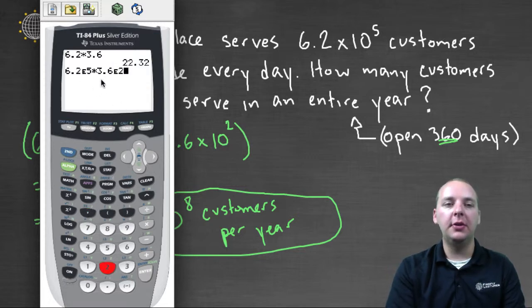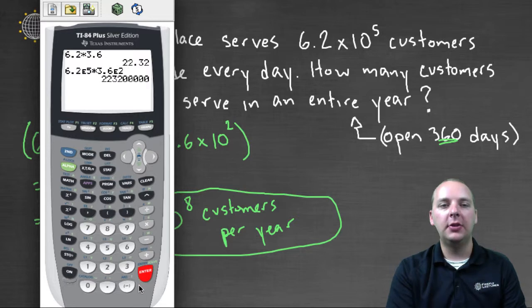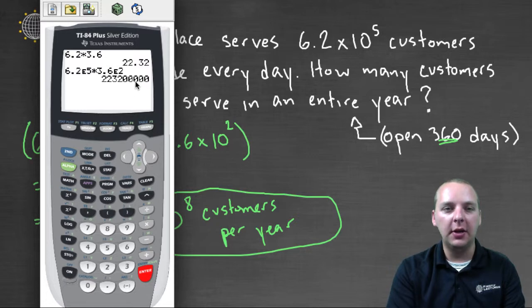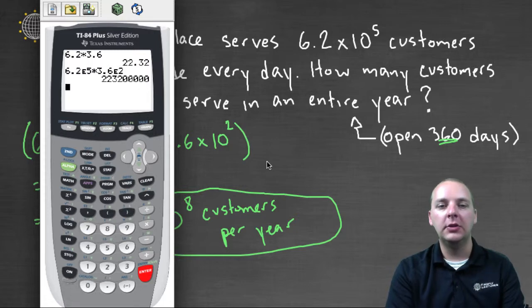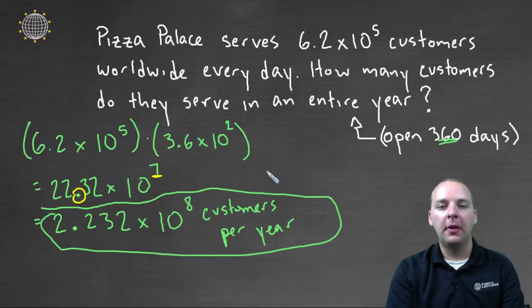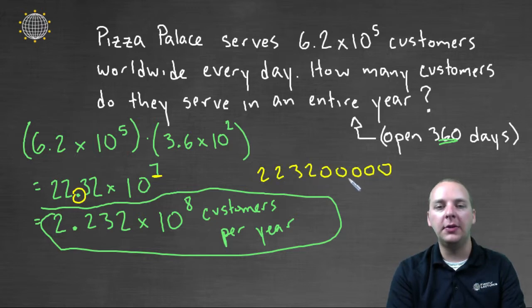Now when you push enter, it's going to multiply these two numbers in scientific notation and take care of the decimal and take care of the exponent for the 10. And sure enough, we get a really big number that they didn't write in scientific notation, but it's 2232 with 1, 2, 3, 4, 5 zeros.